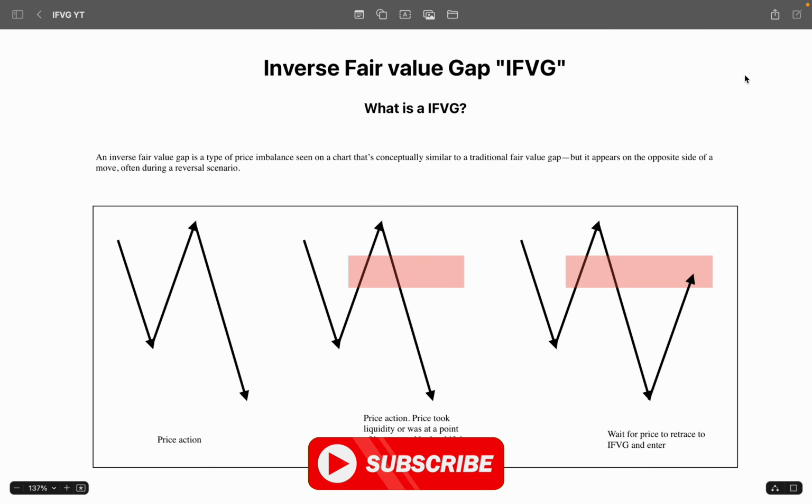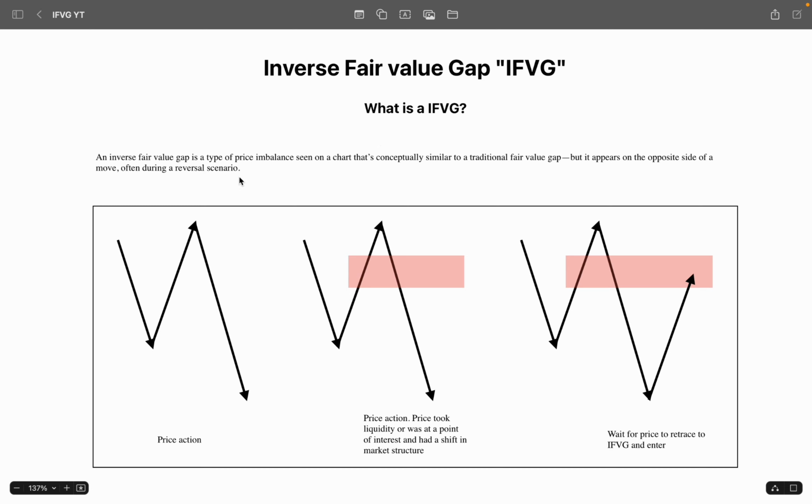In today's video we are going to talk about inverse fair value gap. So what is an inverse fair value gap? An inverse fair value gap is a type of price imbalance seen on a chart that is similar to a traditional fair value gap, but it appears on the opposite side of the move, often during a reversal scenario.